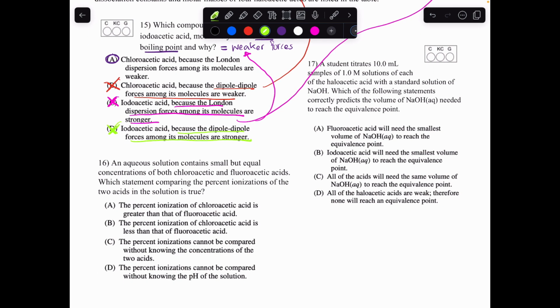All right, 16 says an aqueous solution contains small but equal concentrations of chloroacetic and fluoroacetic acid. Which statement comparing percent ionization of the two acids is true? So percent ionization is really another way in which you can state the strength of an acid, or how much it breaks apart, because the higher the percent ionization, the stronger the acid. So in a fancy way, this one is asking you to compare the strengths of the two acids, because once again, the higher the percentage, the stronger the acid.